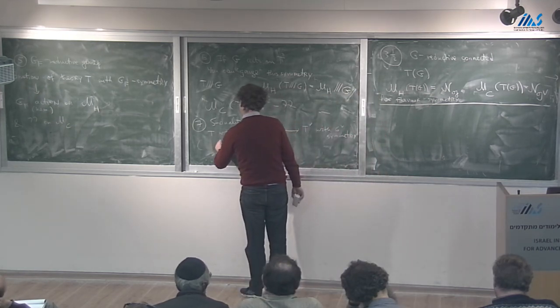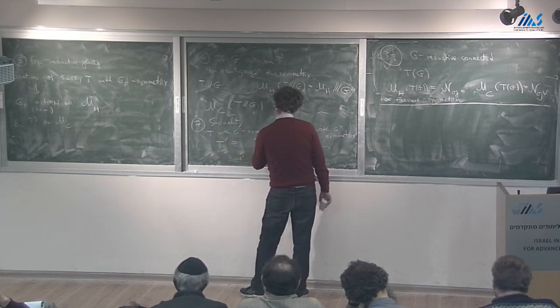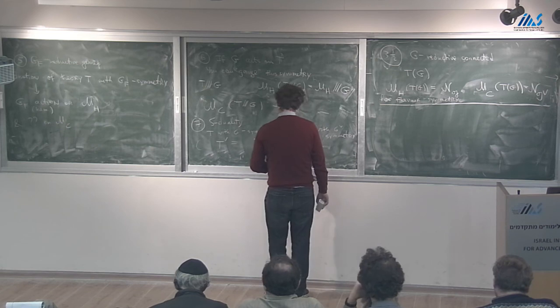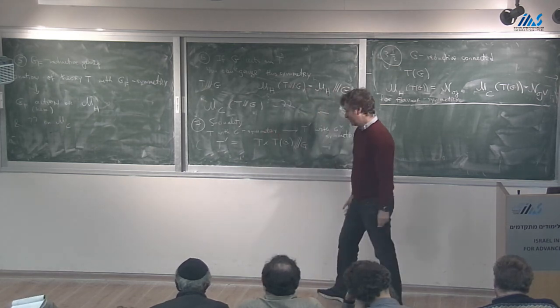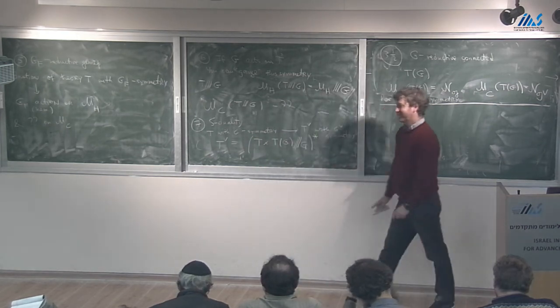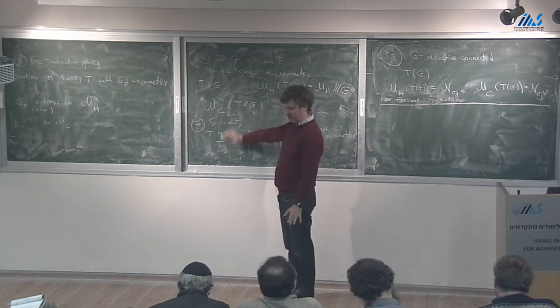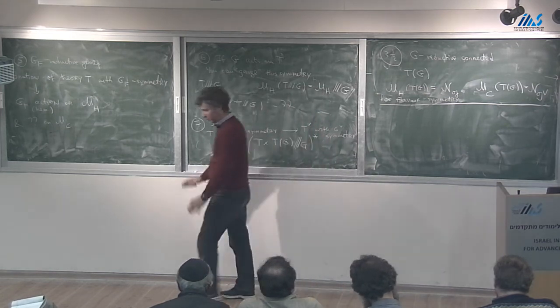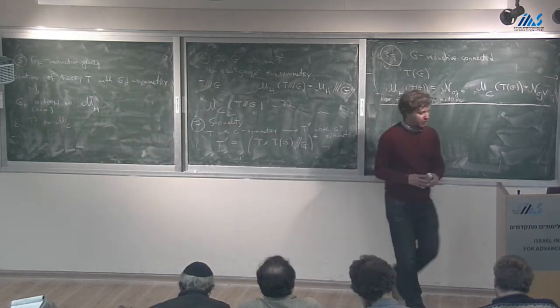So the formula is that this T check is equal to the following. I have to multiply T by T of G, then gauge the diagonal action, and then take the mirror dual. I'm not going to use this part 7. I just wanted to say that for completeness, so if you want, you can ignore this.